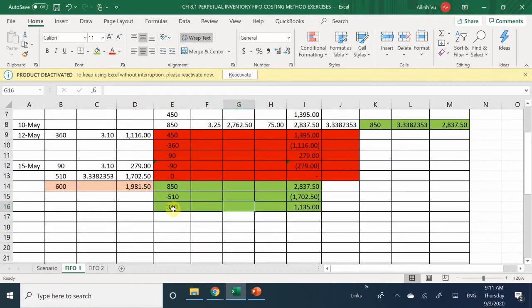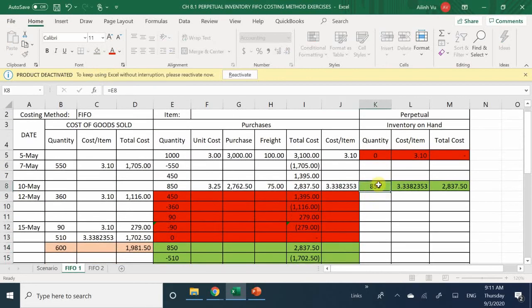Now that I know I should have 340 at the end of my entire transaction, I'm going to go ahead and come over to my green batch, and I'm going to place 340 here.